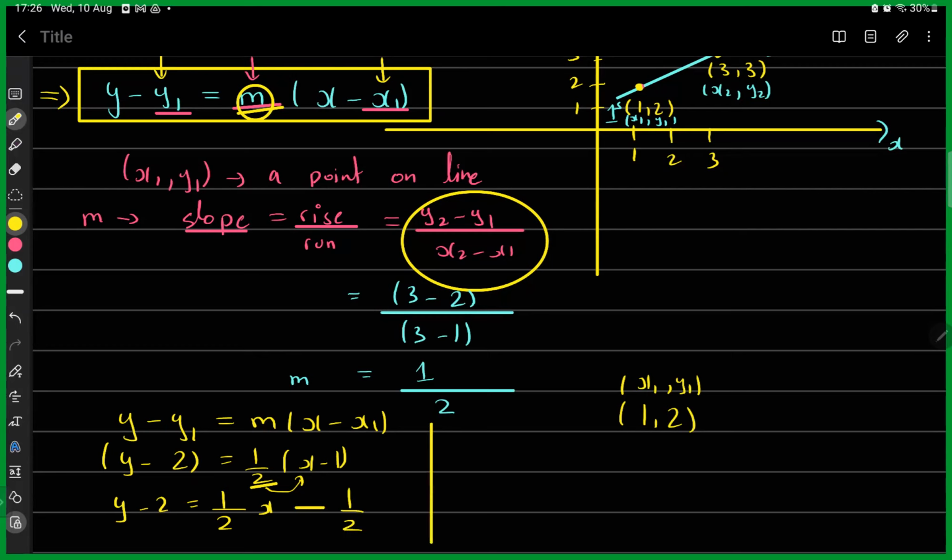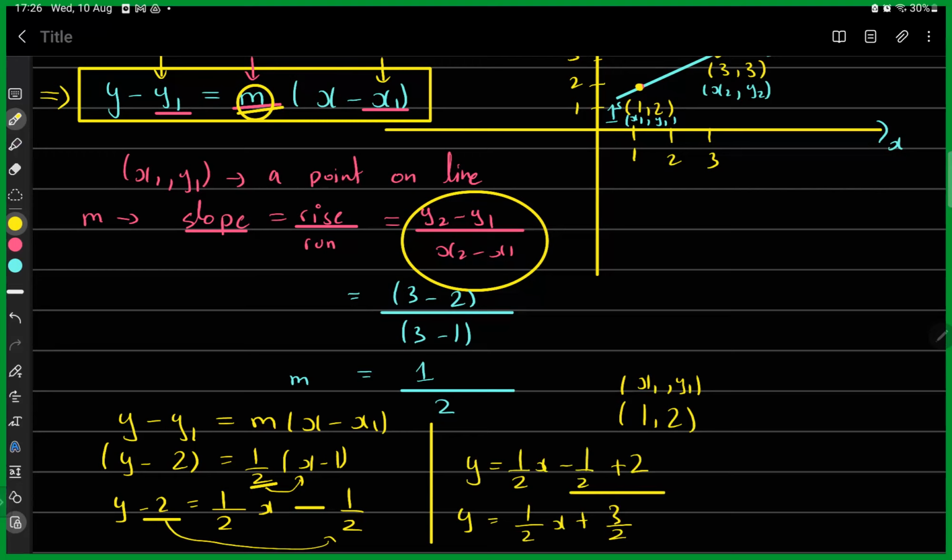Let me just finish it up. I'll take this minus 2 on the other side and it would be added. So this would become y equals 1 by 2 x minus 1 by 2 plus 2, and finally y equals 1 by 2 x plus, minus 1 by 2 plus 2 would give you 3 by 2.